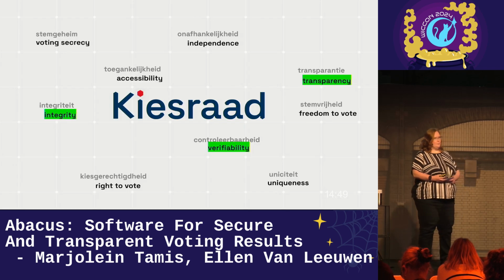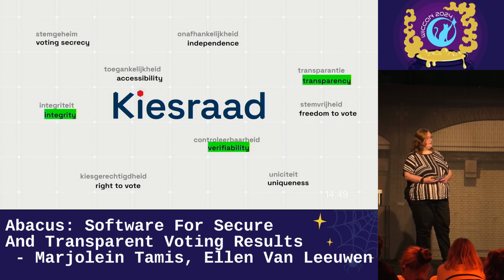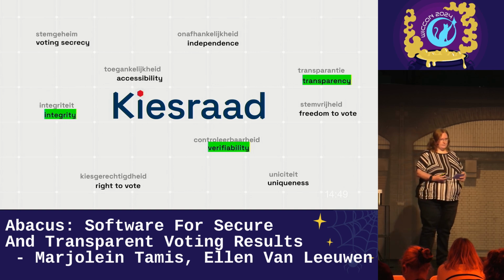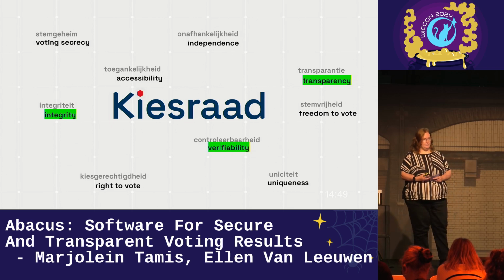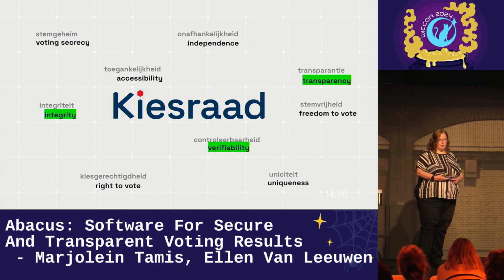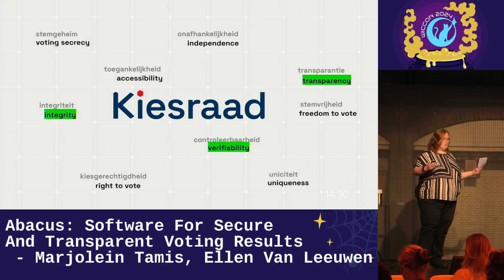We have defined several principles that are required to have trustworthy elections. You might have seen these already yesterday with Fleur's talk. I'll go over them very shortly. There's independence, where the Electoral Council is part of the Ministry of Internal Affairs, but it's largely independent with its own budget and responsibilities. There's transparency. Everyone should be able to see how the voting process works. Freedom to vote. You should be able to vote for the candidate of your own choice. Voting secrecy. You should be able to keep your vote to yourself if you want to. If you don't want to, you can tell everyone, of course.